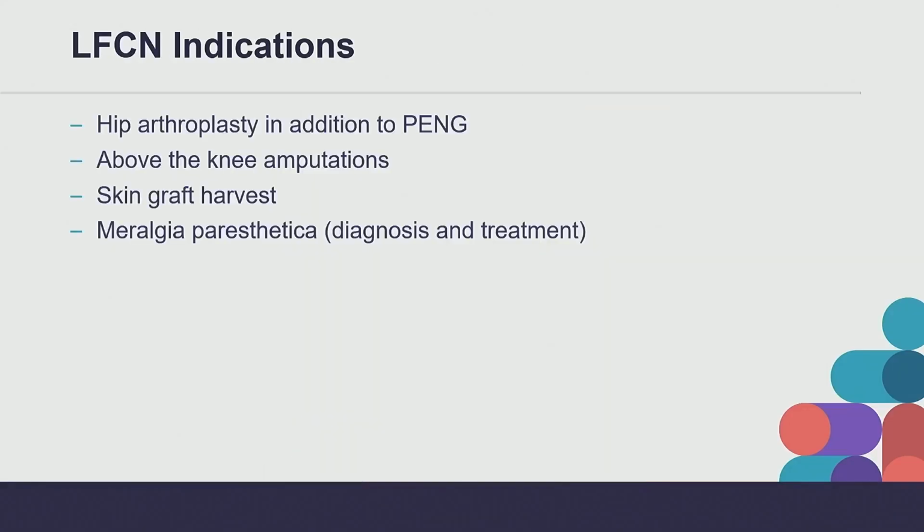The different indications for lateral femorocutaneous injections or blocks include hip arthroplasties in the setting of a PENG block. Obviously, if you do a fascial block or a lumbar plexus block, you would cover it, so you don't need to supplement it with that. Any above the knee amputations, which is a great adjunct to a femoral, a subgluteal sciatic, and the obturator. Skin graft harvesting if they're going to take something on the lateral side of the leg. And then for diagnostic and treatment purposes of meralgia paresthetica, if they start to have increased pressure right in that canal and you want to diagnose it or treat it, it's a great injection.